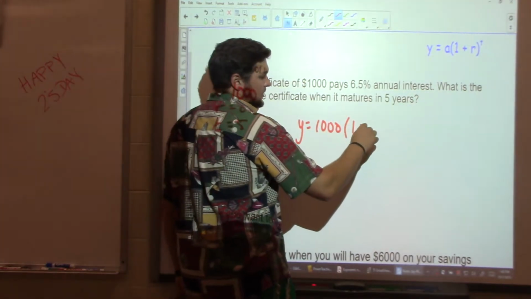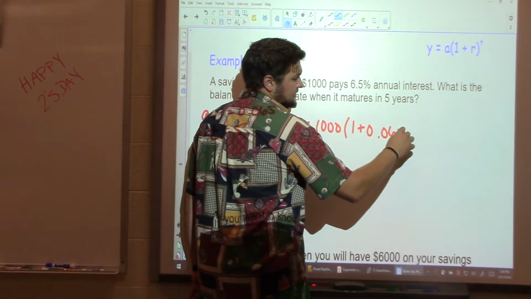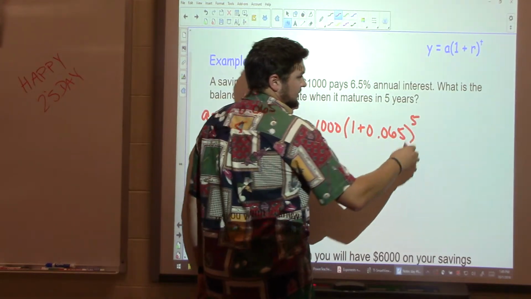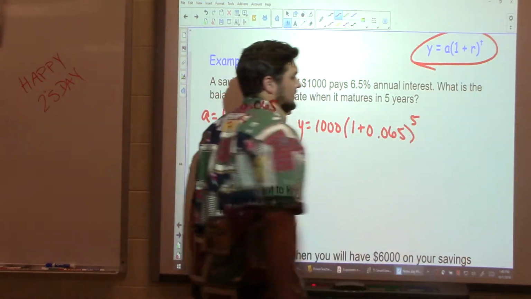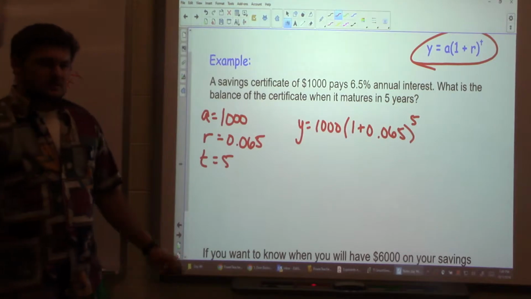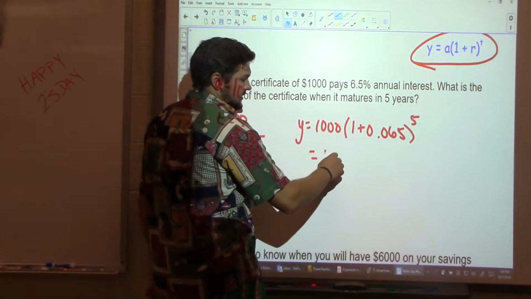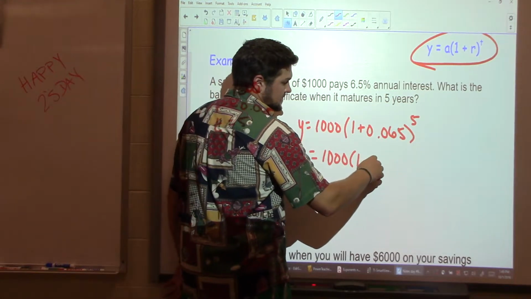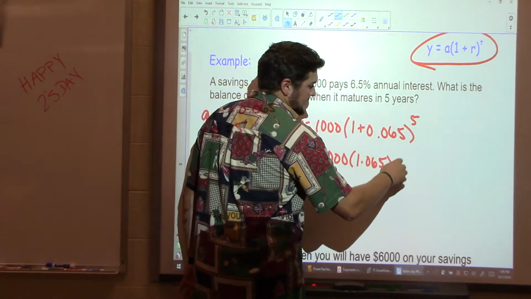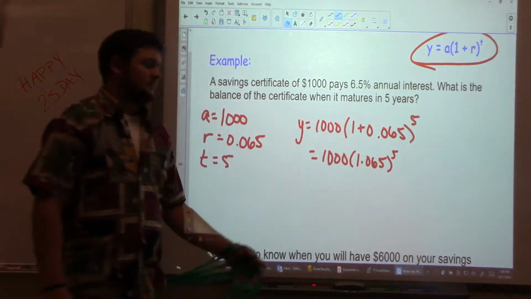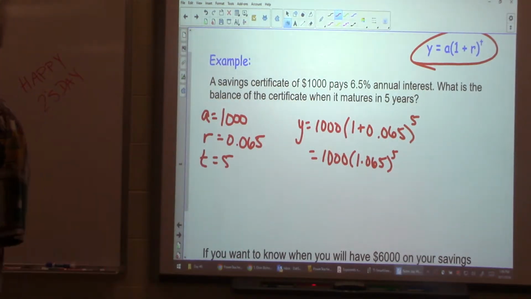So we get y equals 1,000 times 1 plus 0.065 to the 5th power, right? We're using our formula. So go ahead and punch in your calculator: 1,000 times 1.065 to the 5th. Is that what you got?